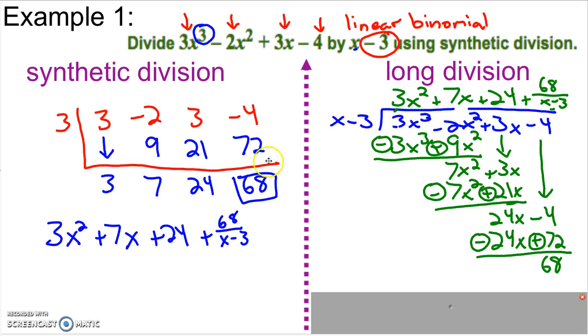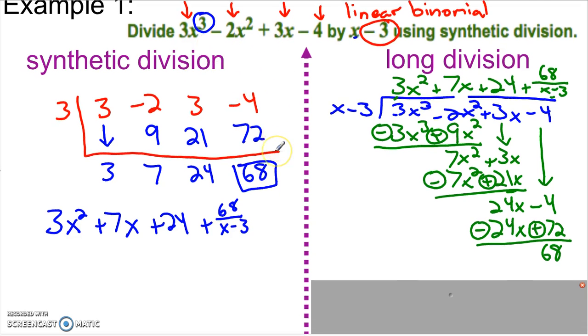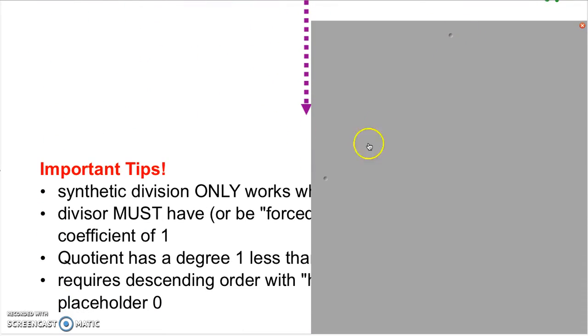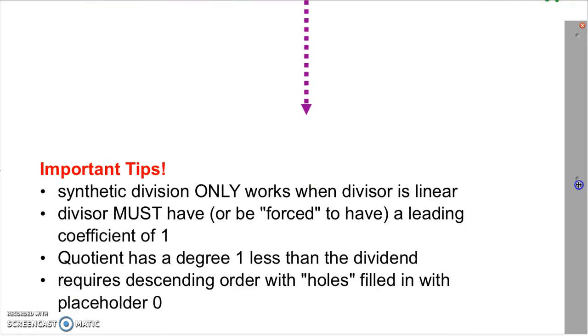And so there is math behind this. It's not a trick. It's just a way of shortening the whole thing, sort of collapsing all of this long work into something that's short. You do have to remember to make your degree 1 less than what you began with. So there's a few reminders here.